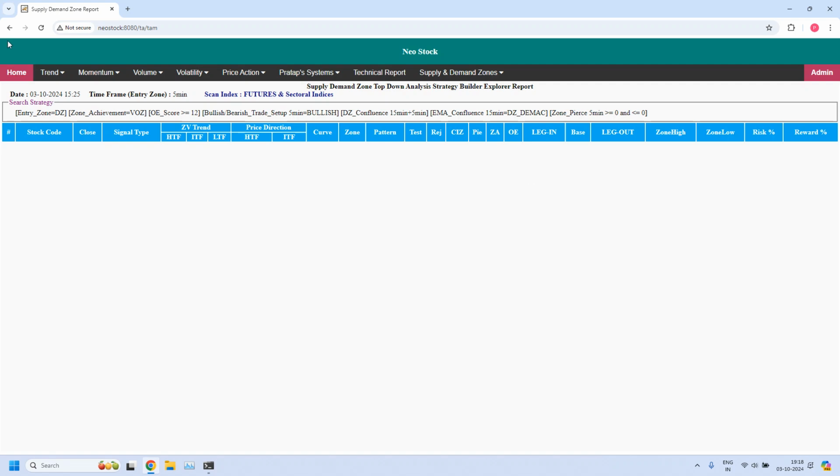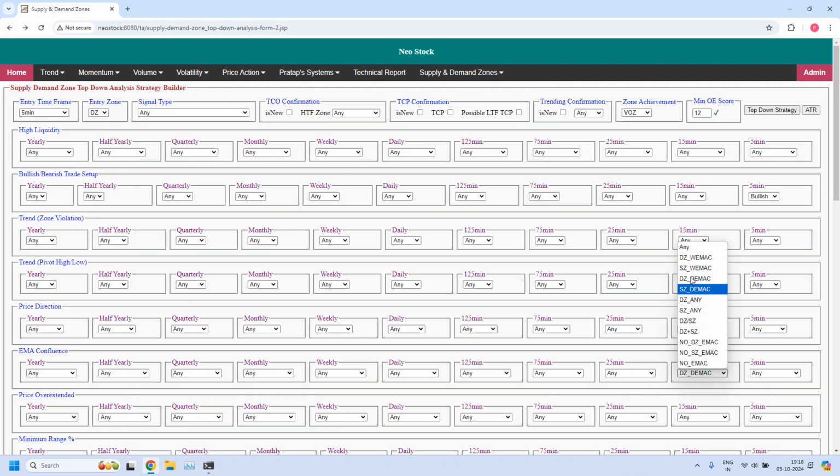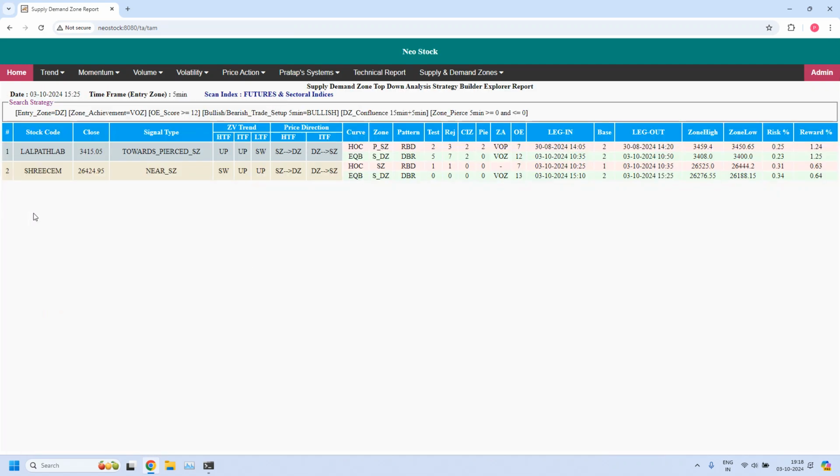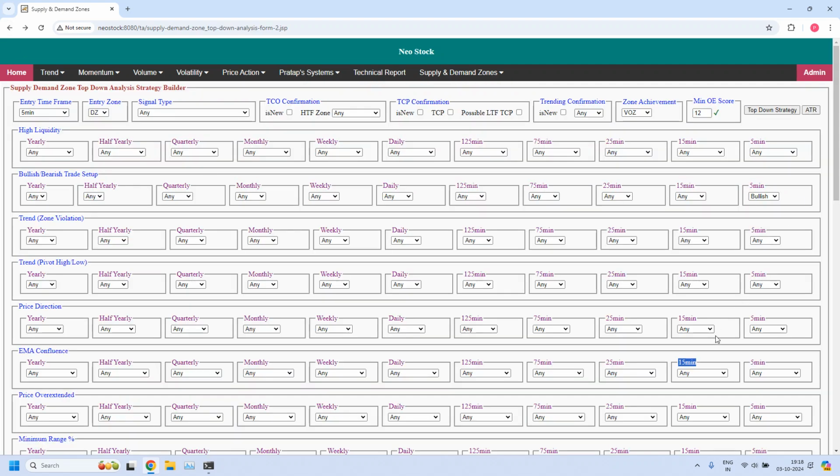So none of the stocks, as expected. So I'm removing the filter. Earlier we got 2 stocks, right? Only ITF and HTF confluence. Now let us look for LTF, ITF, HTF. Among these 2, is any stock available? Let's verify.